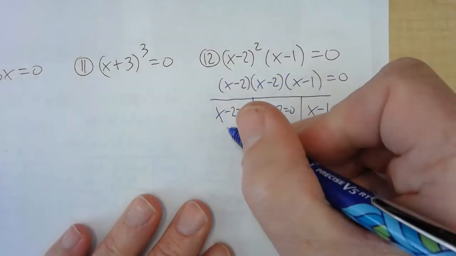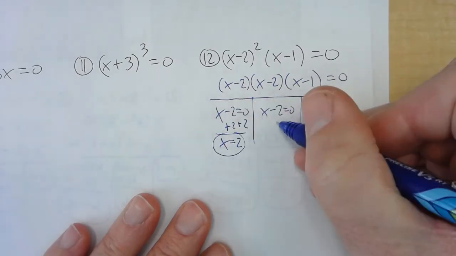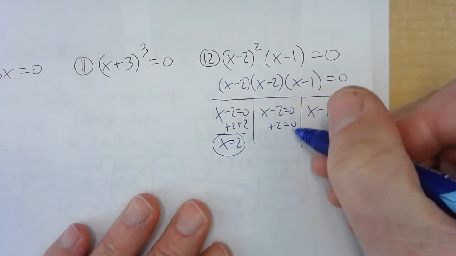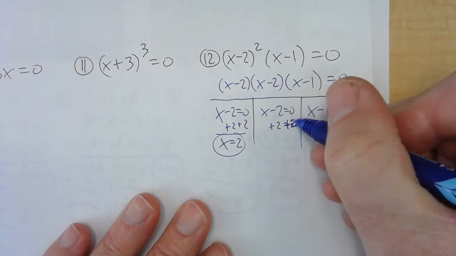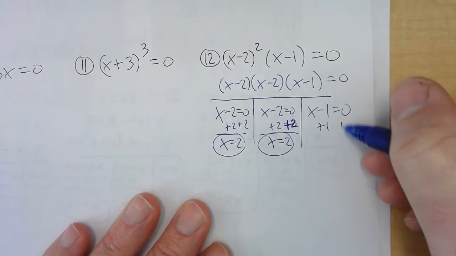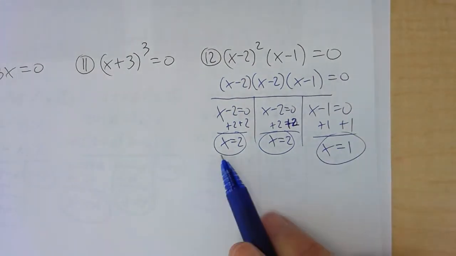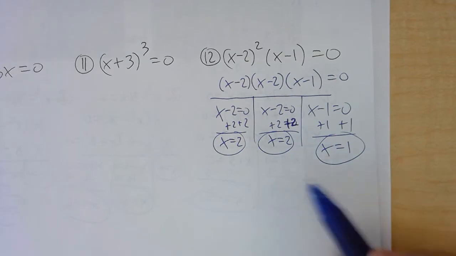Then add 2. X is equal to 2. Add 2. X is equal to 2. Add 1. X is equal to 1. So it's 2, 2, and 1. So it's not going to cross there, and I'll show it to you right here.